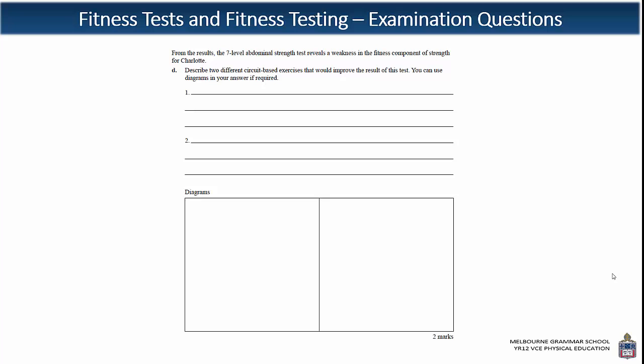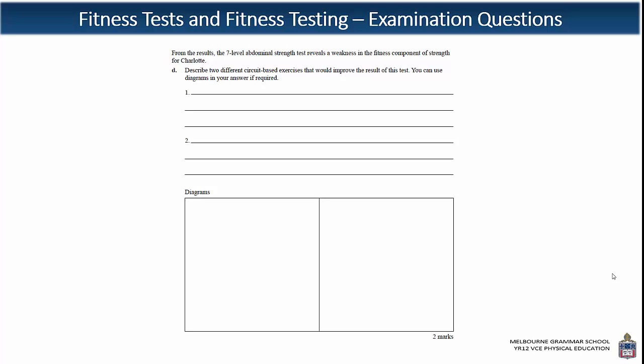So if you've undertaken the 7-level abdominal strength test, straight away you're probably going to be feeling more confident with this particular question, because what you need to do is describe 2 different circuit-based exercises that will improve the result of this test. So that's what I was talking about just earlier on in that checklist when I said that you need to have an activity that's specific to the test, because you might know a strength test. You might be thinking of a leg press that is a really high load and low repetitions, and you might think, well, that targets strength, and yes it does, but you can't write that here in the answer because we're talking about a specific test or specific activity for abdominal strength.